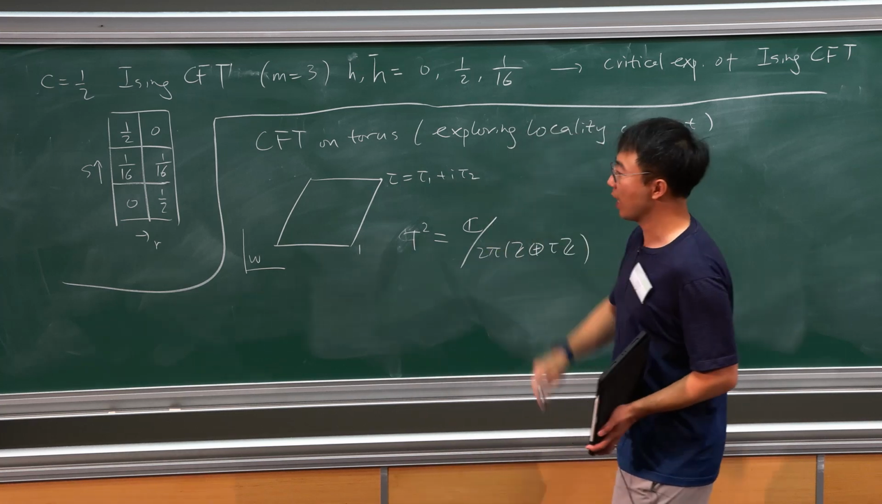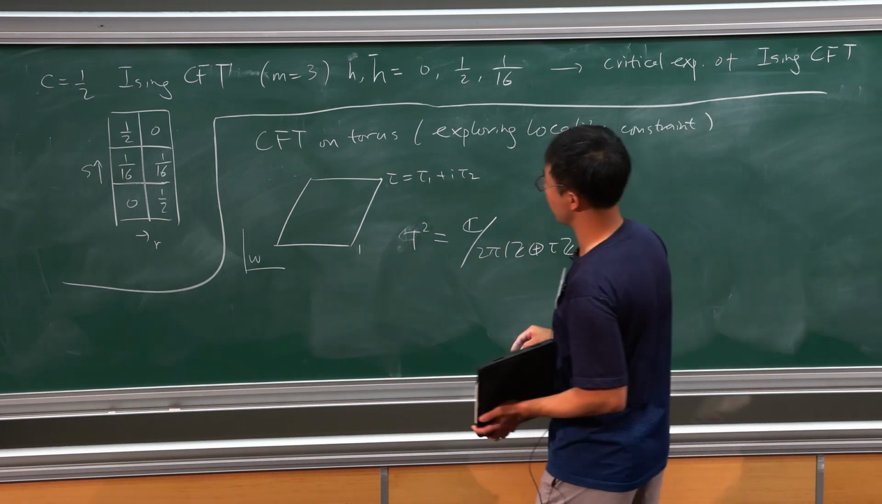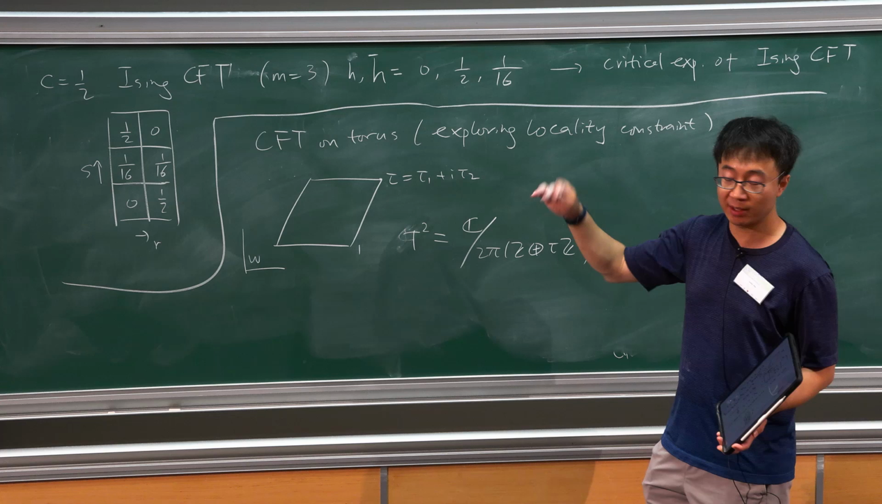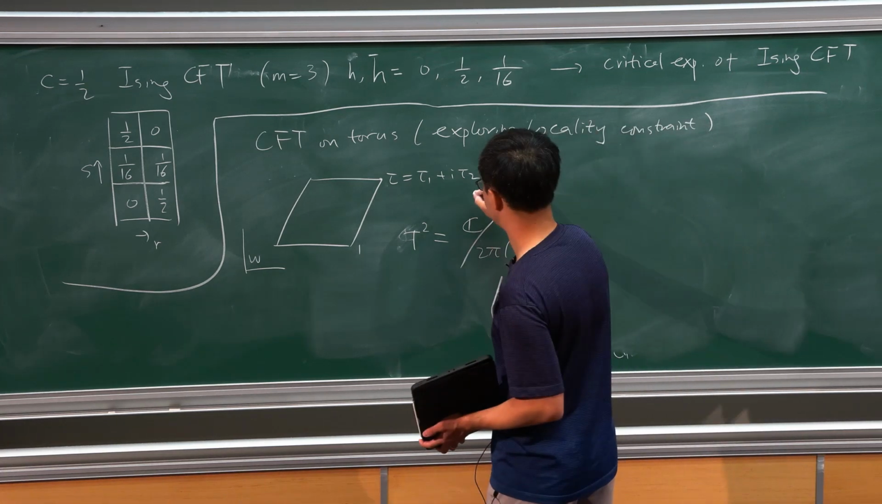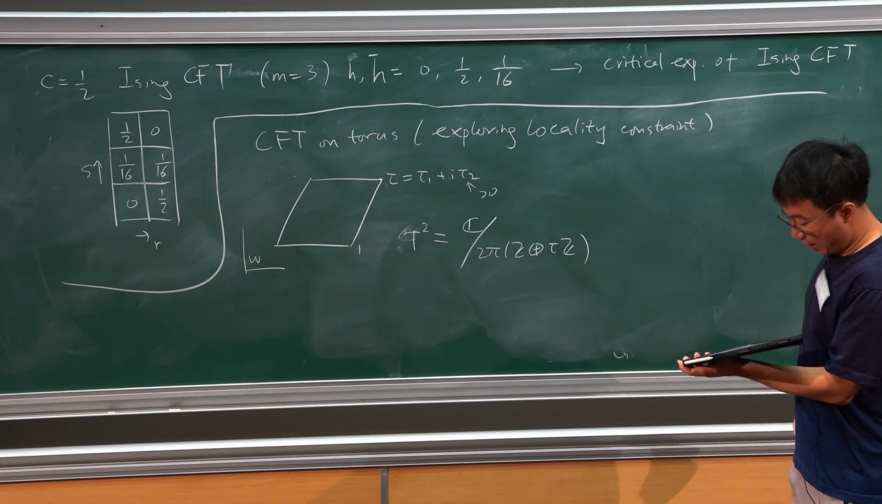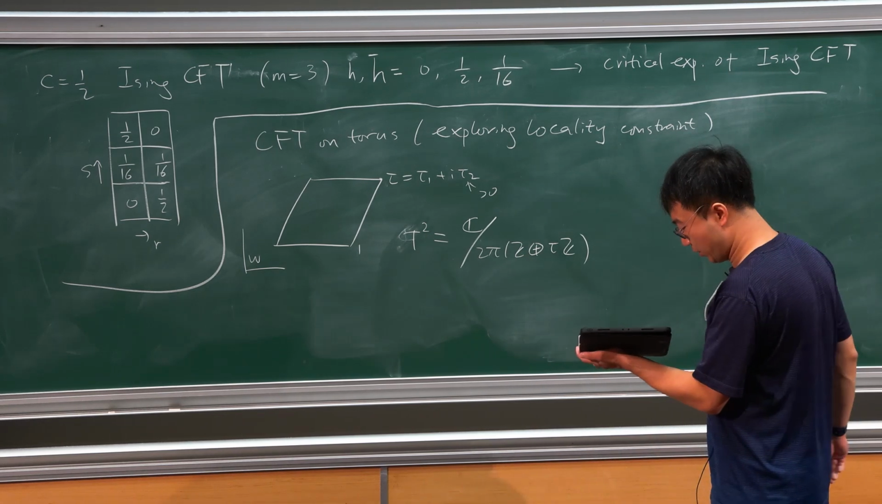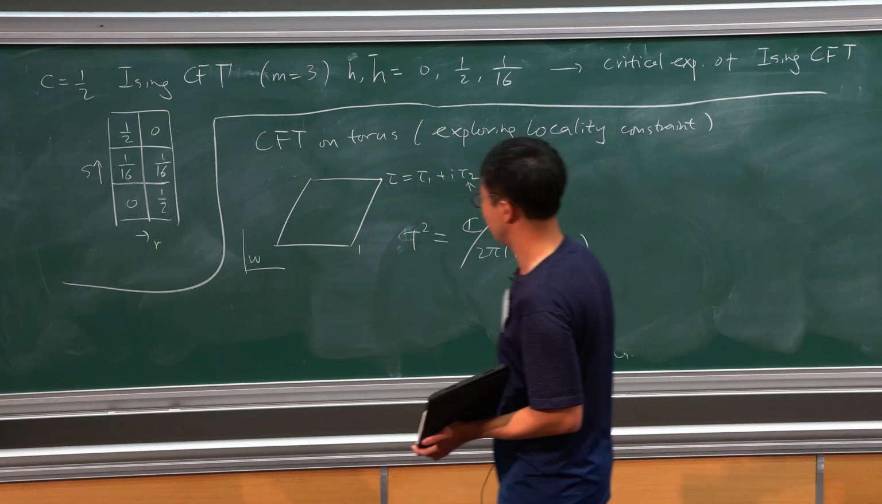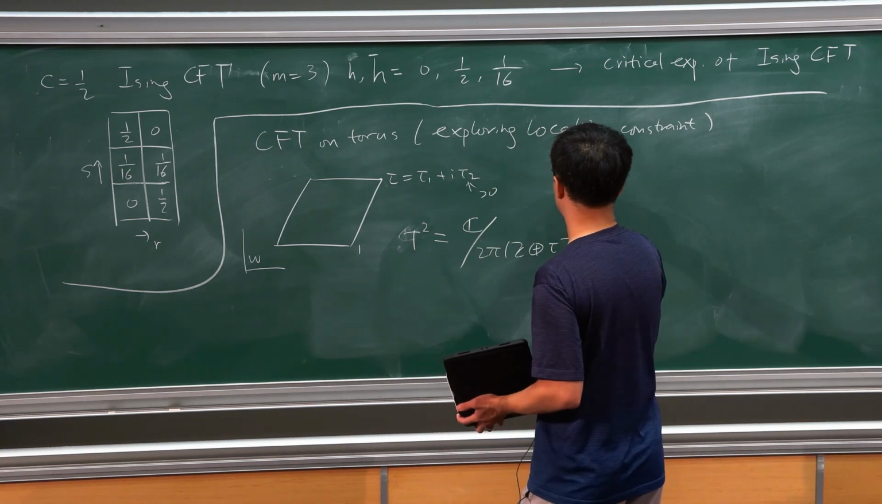Okay. And tau 2 has the property that it's bounded from below. So that's a choice we make, and they're just related by reflection. So this is non-negative. And this torus partition function you can write in the following way.